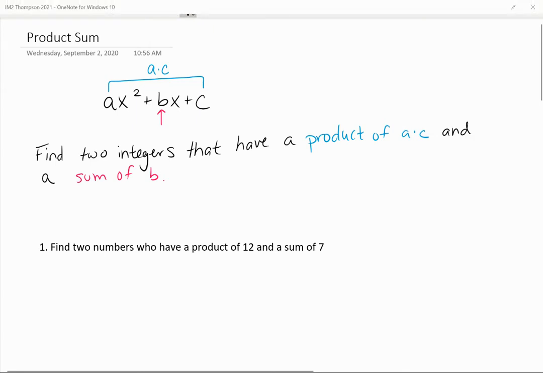So again, I'm giving you a little more context here. But the way that we're going to be using this is when I have a quadratic trinomial written in standard form, I'm looking for two integers that have a product of a times c and a sum of b.